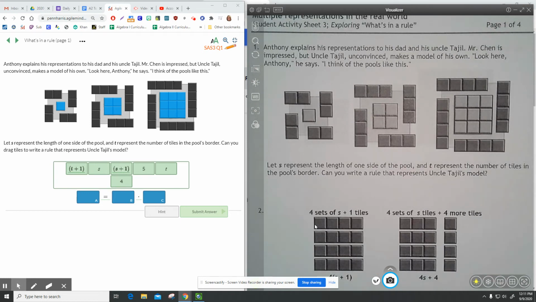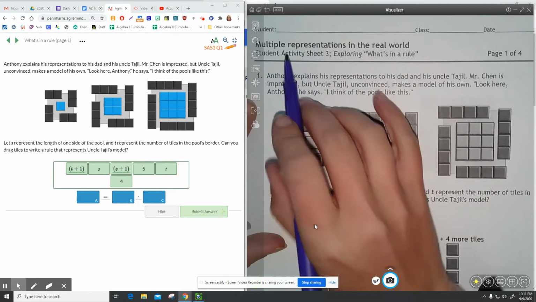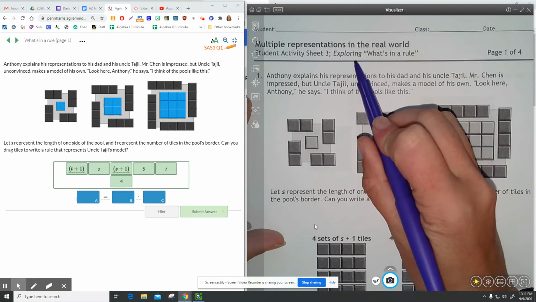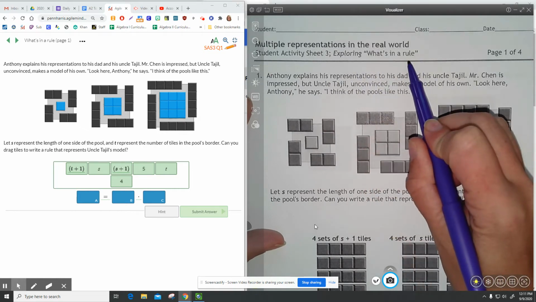All right, so here we go, guys. Agile Minds. We are at topic 2, multiple representations in the real world. This is student activity sheet 3 in the section exploring what's in a rule.